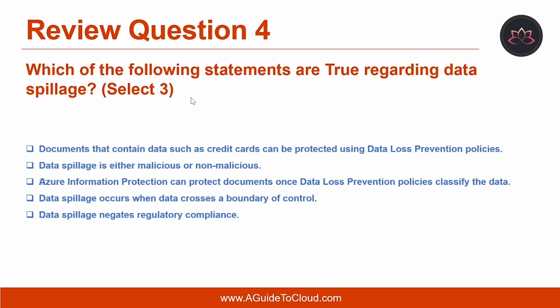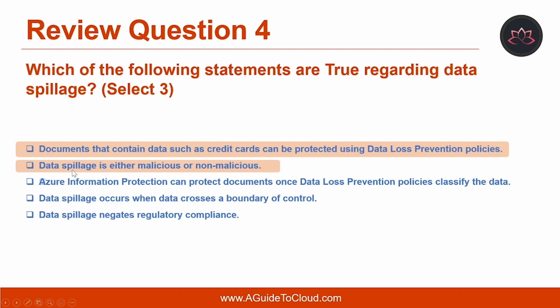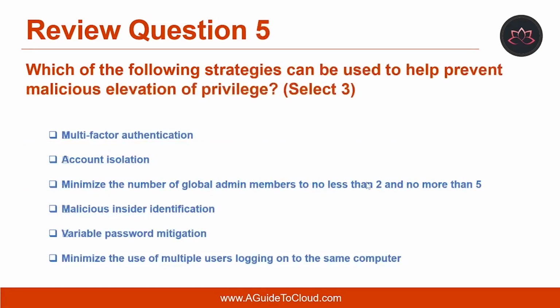Question number 4. Which of the following statements are true regarding data spillage? Select 3. Correct answers are: documents that contain data such as credit cards can be protected using data loss prevention policies. Data spillage is either malicious or non-malicious. And the third answer is data spillage occurs when data crosses a boundary of control.